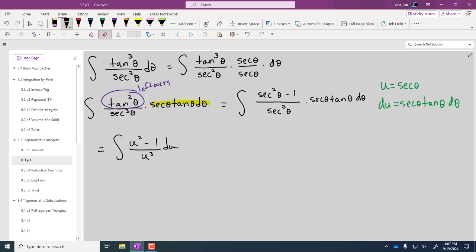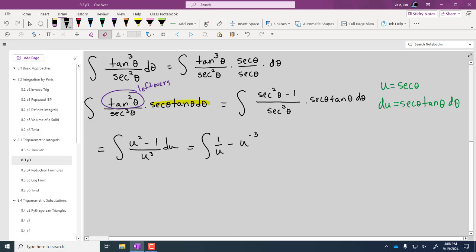Question? Yeah. You don't square the secant squared u minus 1 because it's tangent squared? Tan squared is secant squared minus 1. Yeah, so the square is just on the secant. Gotcha. Yep. Square is on the secant. So what do we do with that fraction now? Carter, what do we do with the fraction? Let's split it. Good. Yeah. We're going to split it. So we're going to end up with 1 over u minus u to the negative 3 du.